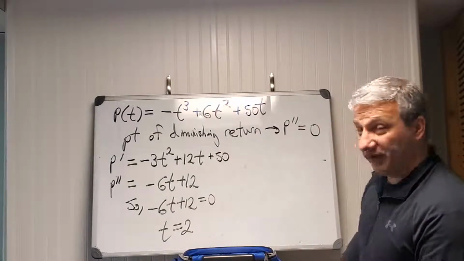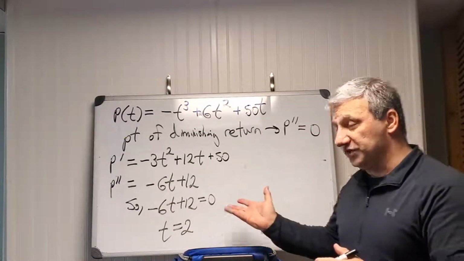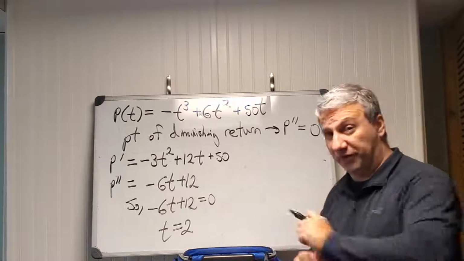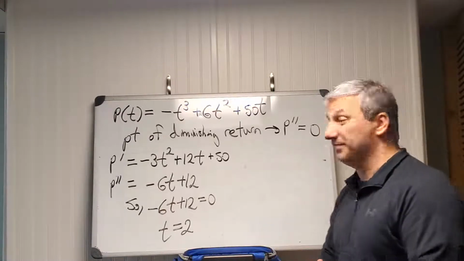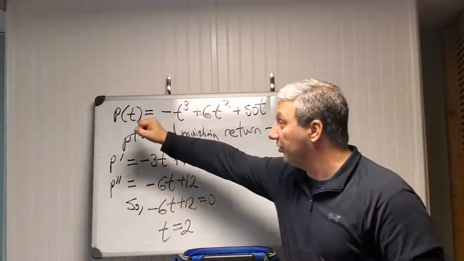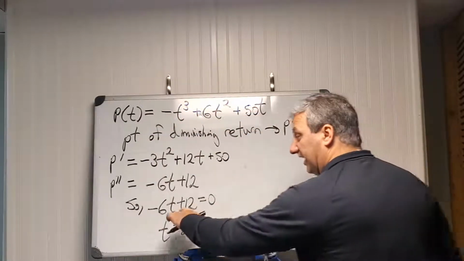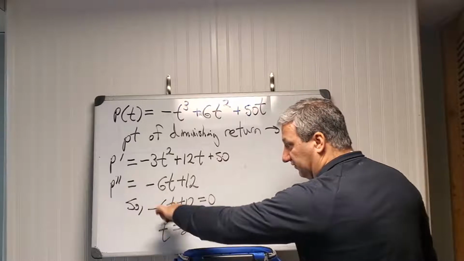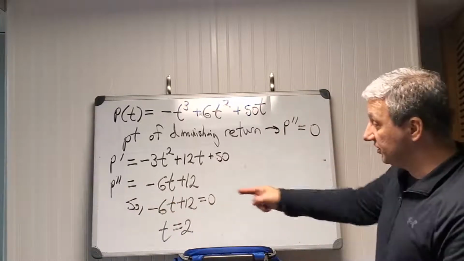And t is a time variable, so time is 2. If there was a negative answer, I would have thrown it out because we're looking at time, and typically time is 0 or above, at least for profits. So again, how did I solve that? Subtract the 12, divide by the negative 6. Good algebra. So there's the 2.